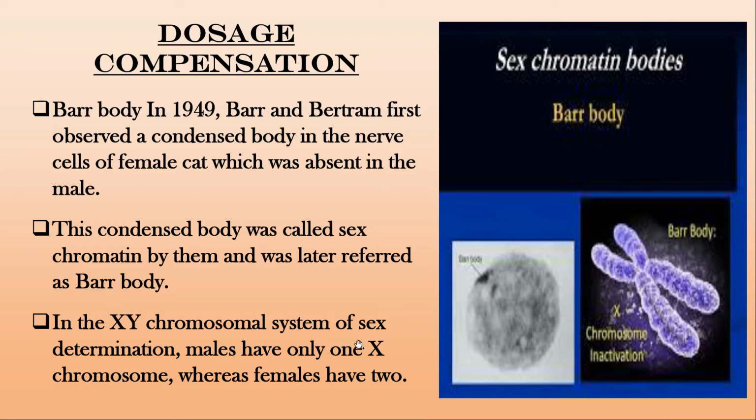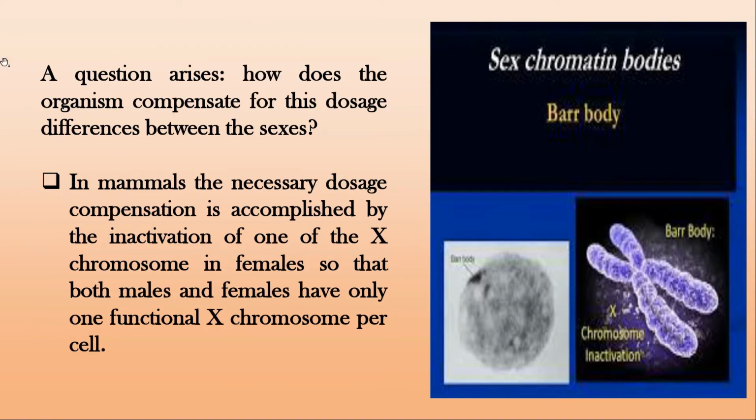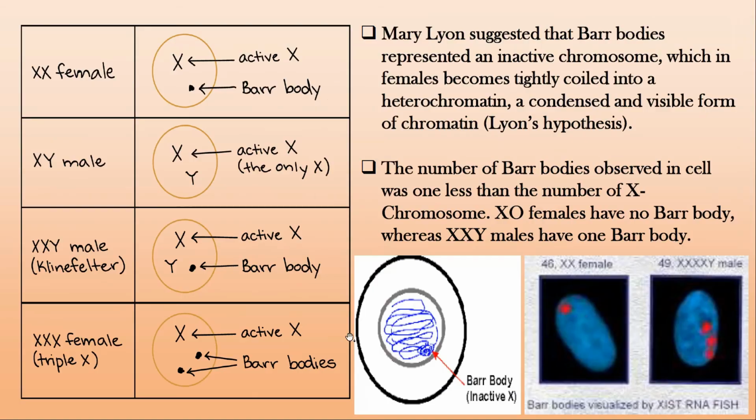In the XY chromosomal system of sex determination, males have only one X chromosome, whereas females have two. So a question arises: how does the organism compensate for this dosage difference between the sexes? In mammals, the necessary dosage compensation is accomplished by the inactivation of an X chromosome in the female, so that both male and female have only one functional X chromosome per cell.